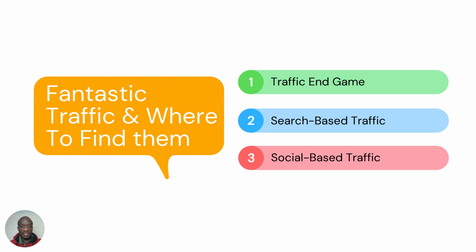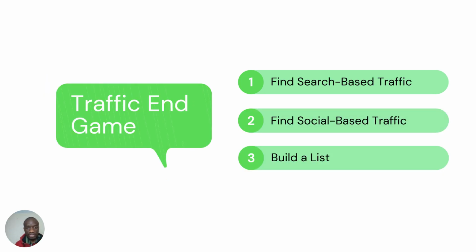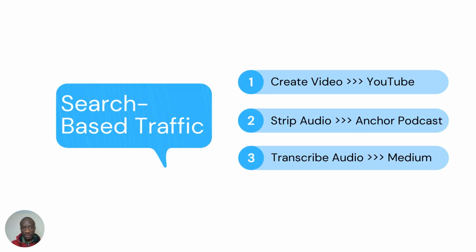Understanding this means we can start shaping where we are going and how we go about getting traffic. The goal here becomes, first, finding search-based traffic, then finding social-based traffic, and then building a list. That's the goal plan. The whole idea is to convert traffic that we do not own into traffic that we do own, if that makes sense.